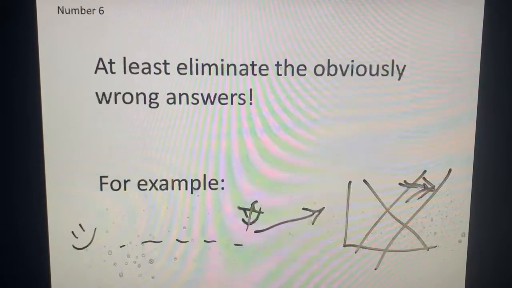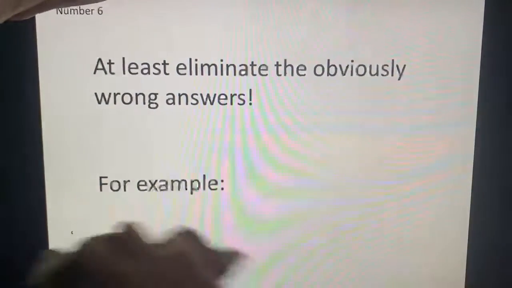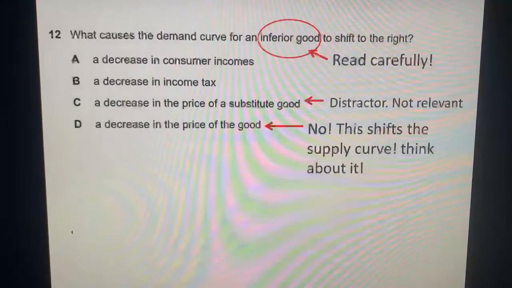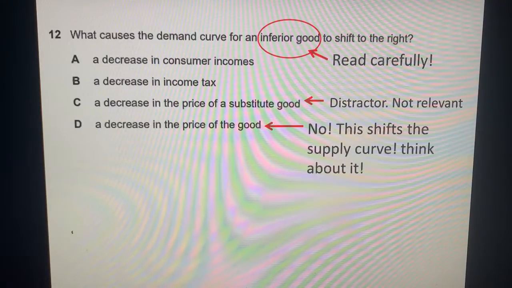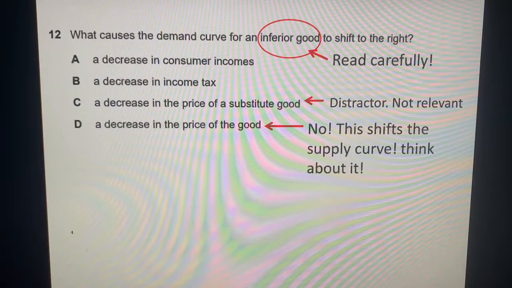And at least eliminate the obviously wrong answers. For example, what causes the demand for an inferior good to shift to the right? Read carefully, right? An inferior good is not a normal good.